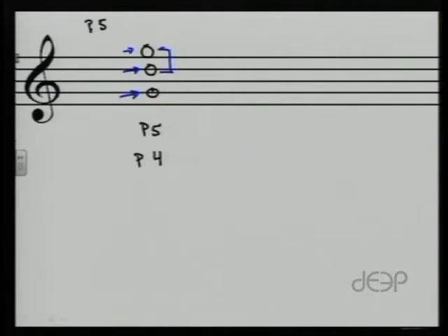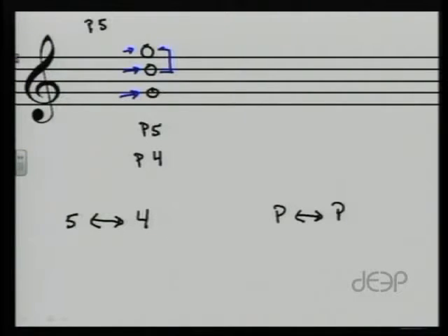Okay? Now, there are a couple rules here that we're going to learn. First of all is this, that fifths always invert to fourths, and fourths always invert to fifths, all the time. Okay? So that's your first rule. The other rule is that perfect intervals always invert to other perfect intervals, all the time. So we really can gain two things from the example that I've shown here.